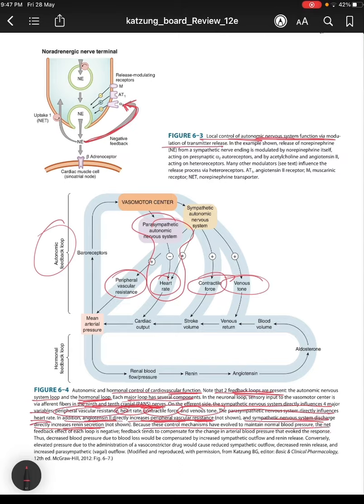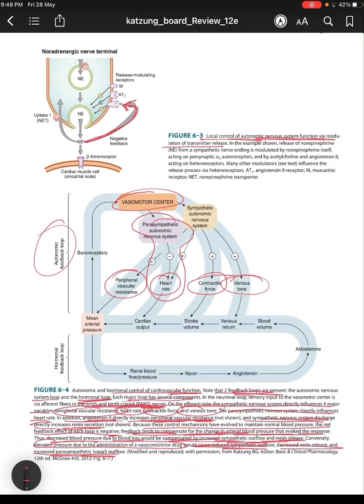Because these control mechanisms have evolved to maintain normal blood pressure, the net feedback effect of each loop is negative. Feedback tends to compensate for the change in arterial blood pressure that evoked the response. So decreased blood pressure due to blood loss would be compensated by increased sympathetic outflow and renin release. Conversely, the elevated pressure due to the administration of a vasoconstrictor drug would cause reduced sympathetic outflow, decreased renin release, and increased parasympathetic outflow.